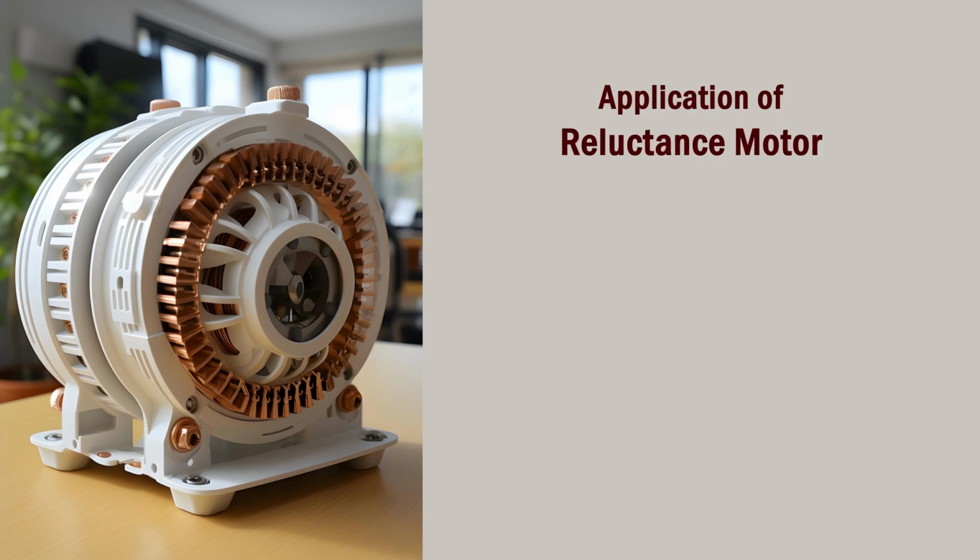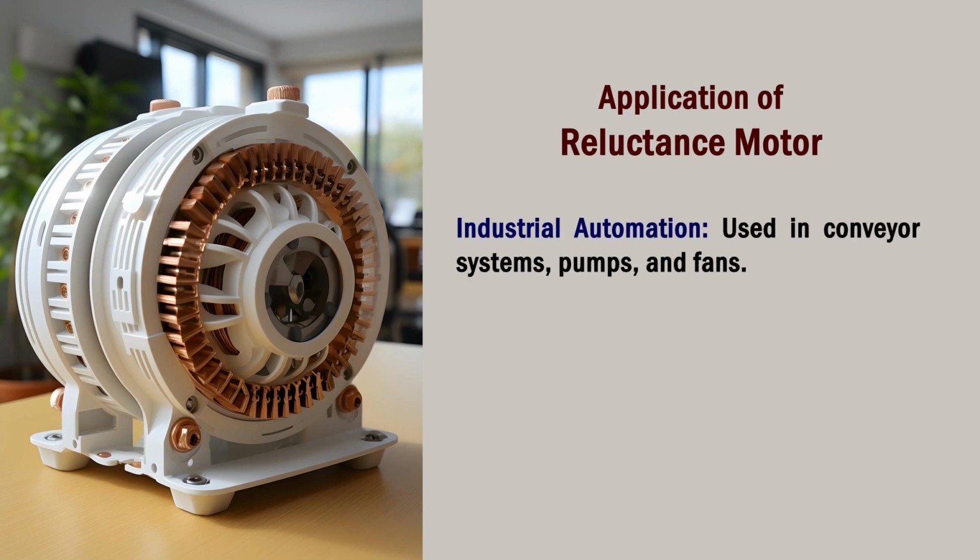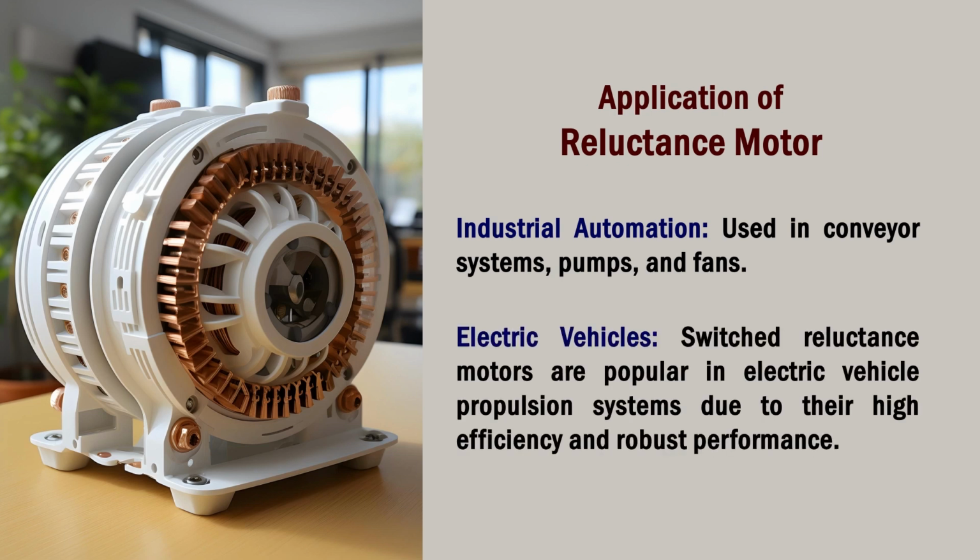The applications of reluctance motors are in industrial automation. They are used in conveyor systems, pumps, and fans. The reluctance motors are also used in electric vehicles. The switched reluctance motors are popular in electric vehicle propulsion systems due to their higher efficiency and robust performance.